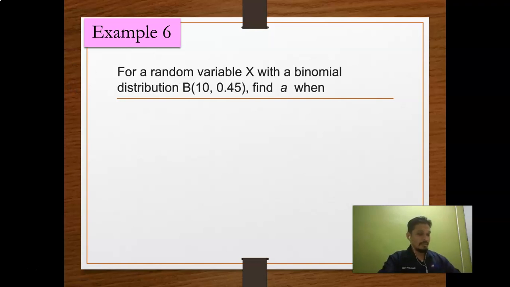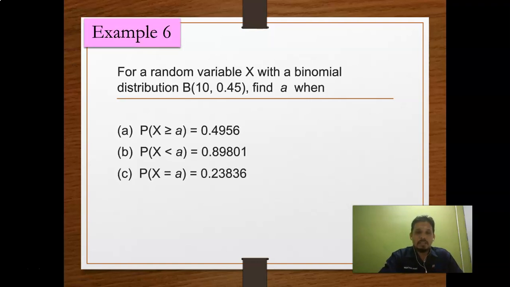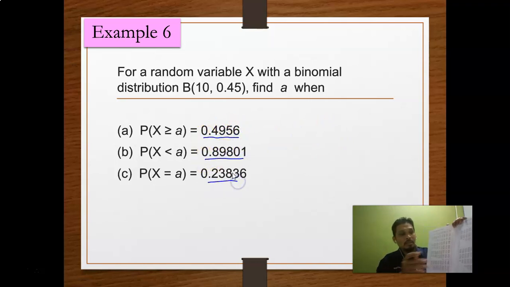So example 6. For a random variable X with a binomial distribution of 10 and 0.45, find a when a is greater than this one here. Okay, class. For this one, we are going to find the value of all this 1, 2, 3 inside the box of this table. Okay, inside the box of this table, and we try to find what is the value of a here.